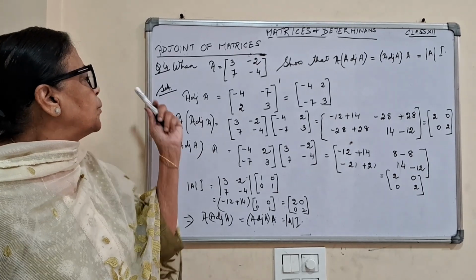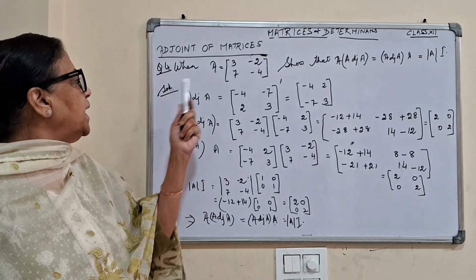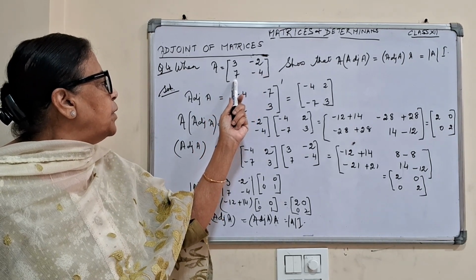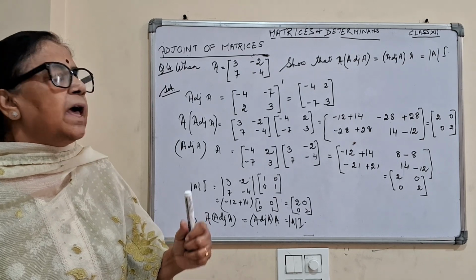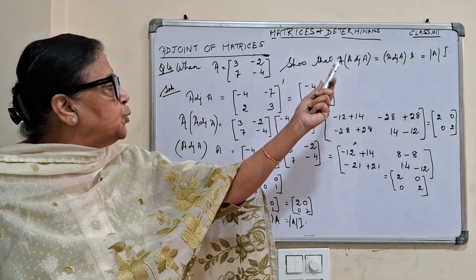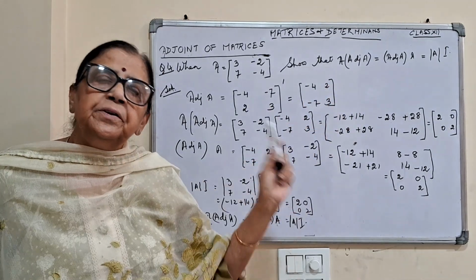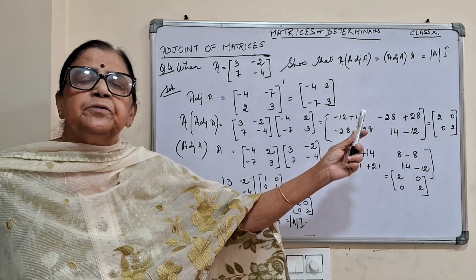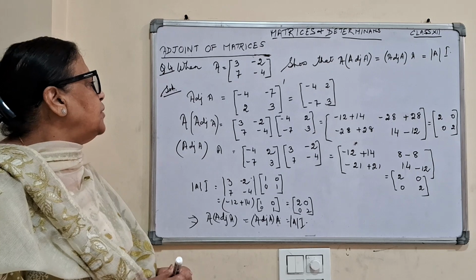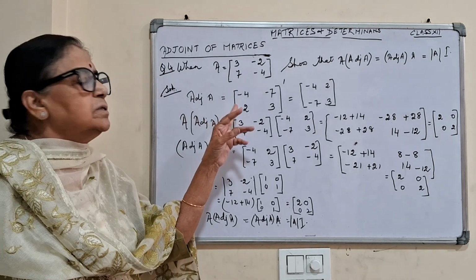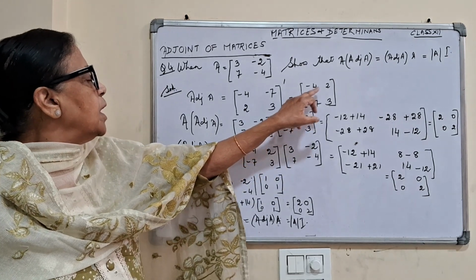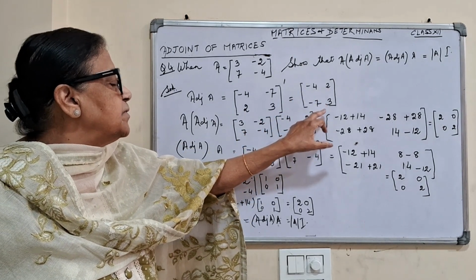Now question 4. They have given you A as this matrix, that is 3 minus 2, 7 minus 4. Show that A into adjoint A is equal to adjoint A into A is equal to determinant A into unit matrix I. So adjoint A, when I find out, is the cofactors with the transpose, that is minus 4, 2, minus 7, 3.